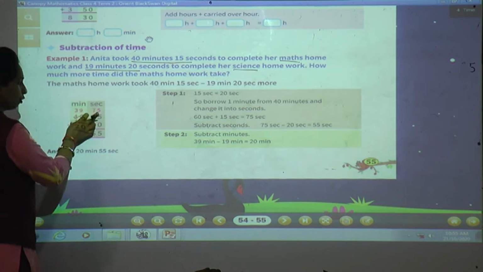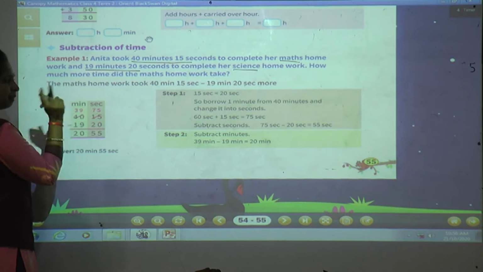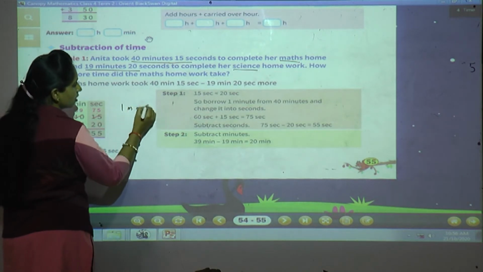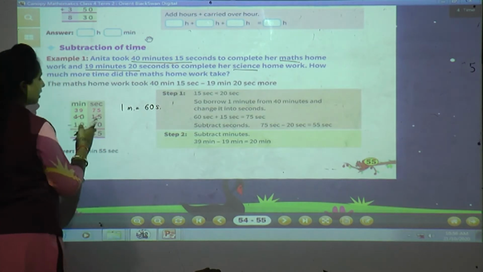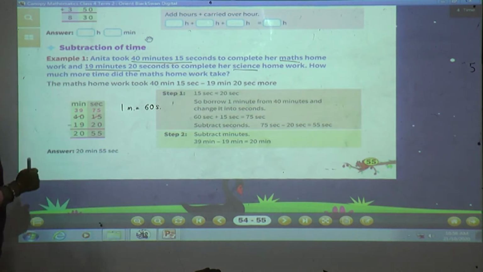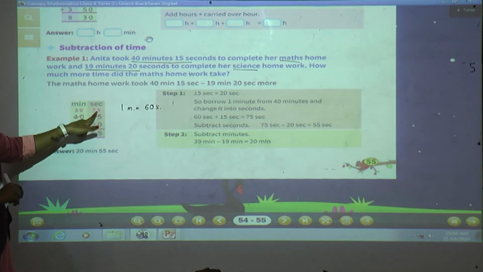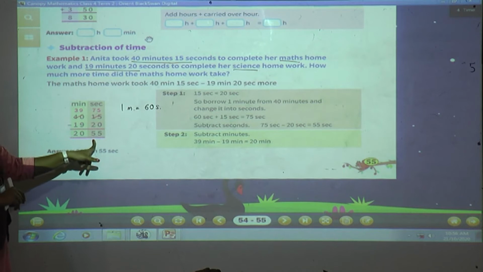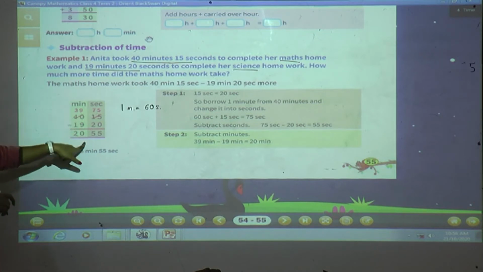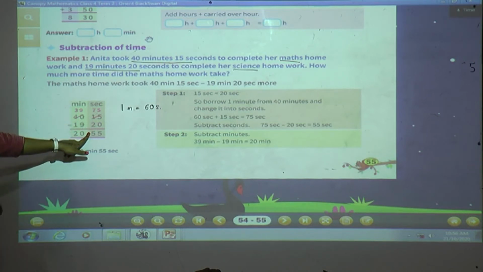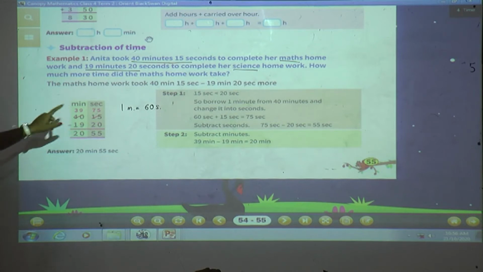We have taken one borrow from 40 minutes. 1 minute we have taken. 1 minute is equal to 60 seconds, isn't it? So 60 seconds plus 15 is together 75. So if we subtract, 5 minus 0 is 5, 7 minus 2 is 5. And here 9 minus 9 is 0, 3 minus 1 is 2. So first we have done the subtraction of seconds and then the subtraction of minutes. Now the final answer is 20 minutes 55 seconds. Is that clear? Yes, very good.